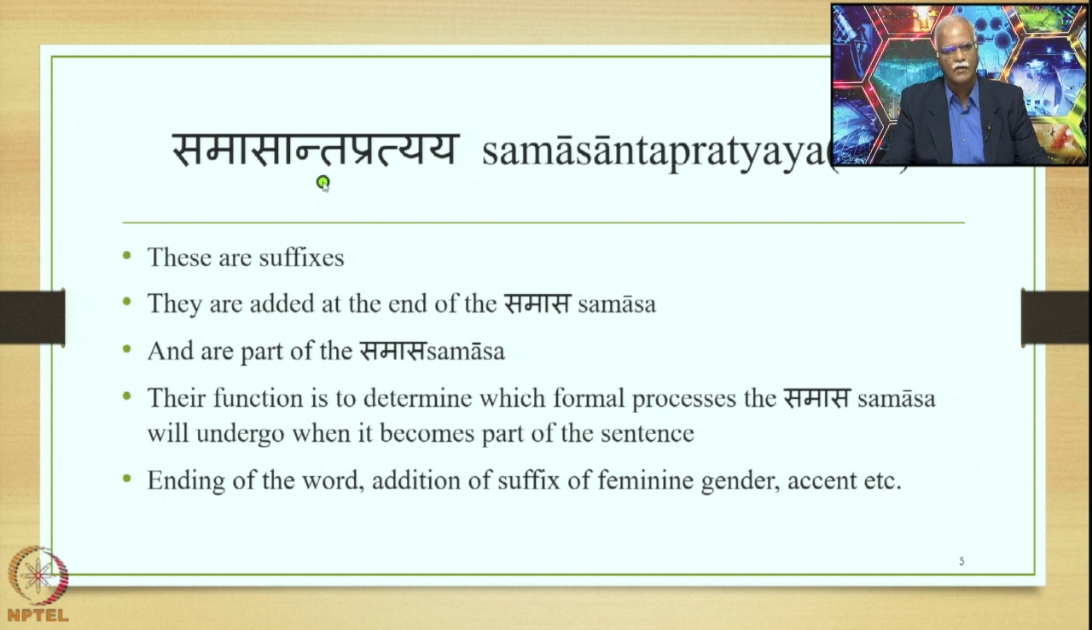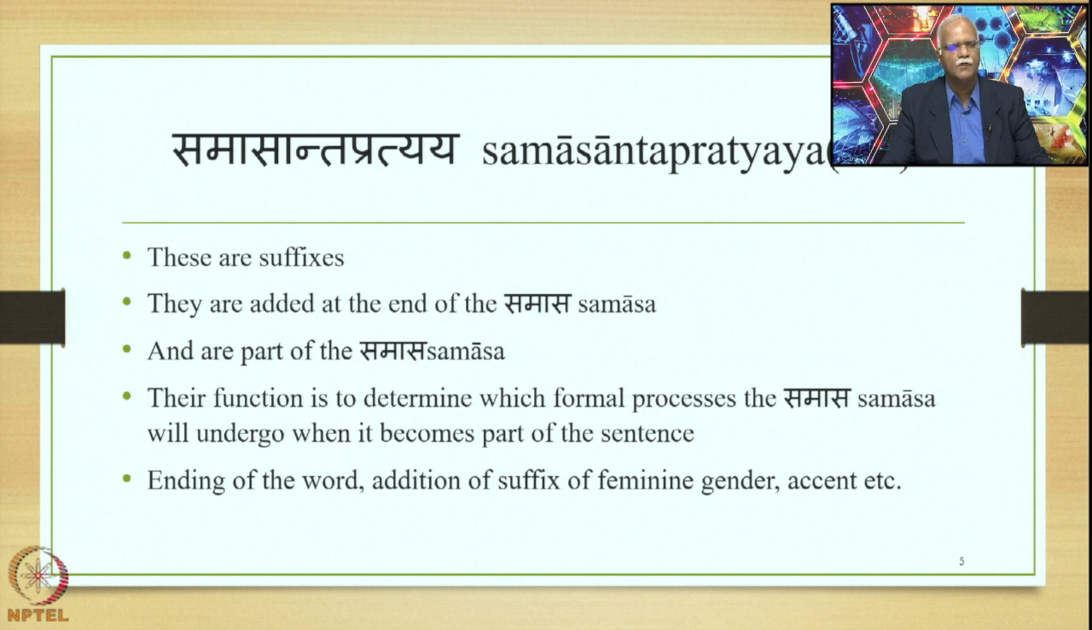Samasa and anta. And this also implies that they are part of the samasa. They are not just placed at the end of the samasa, having no relation whatsoever with the samasa. That is not the position. The theoretical position is that these suffixes are part of the samasa. Their function is to determine which formal processes the samasa will undergo when it becomes part of the sentence, that means an output. As we have already seen, the input for the process of compounding is a sentence. We need two or more interrelated words, and then the process of compounding can start, and then we do lots of operations and then generate the output in the form of a pratipadika, which becomes a part of a sentence.